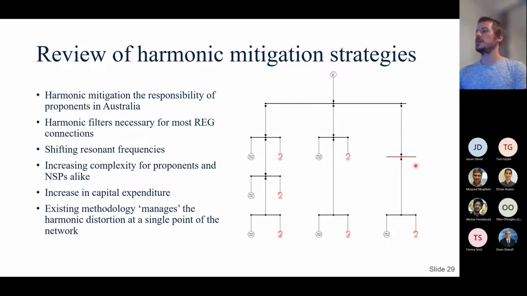And so the Australian standard is trying to manage the harmonic voltage at a particular point in the network. The way this has been implemented is by connecting filters at the point of connection of every single generator, so that the currents don't flow into the network to the point of the network reaching planning levels at this point or exceeding them.